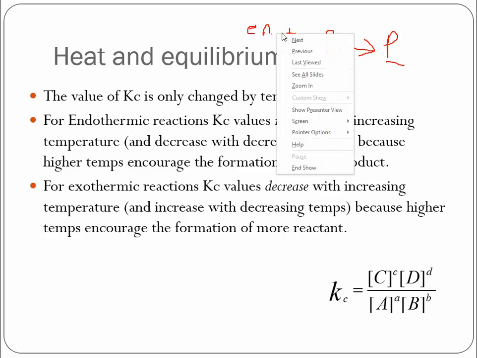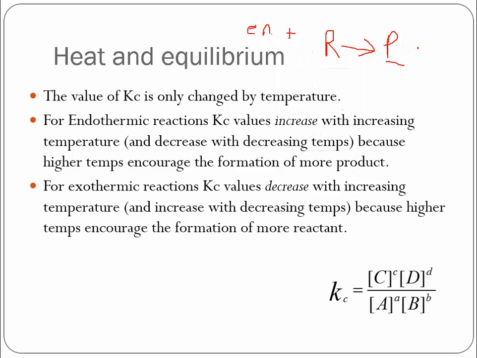Now the energy is over here. The energy is over on this side for an exothermic reaction. So at higher temperatures, we're adding something to this side. That shifts us to the reactant side at higher temperatures, which means the value of Kc is going to go down.